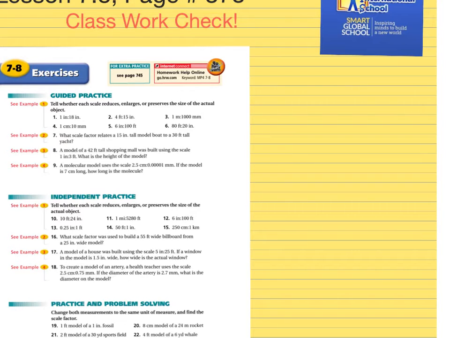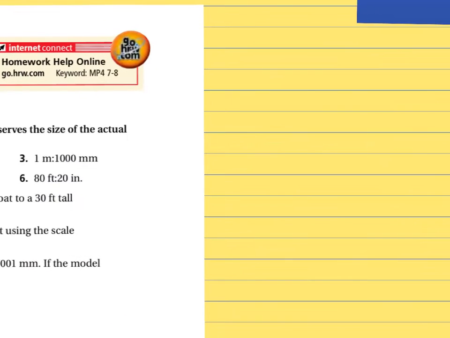First of all, we will write a ratio. In this case it is 15 inches of the model, and the real object is 30 feet. To find the scale factor is basically to reduce this fraction to the lowest term, but we cannot reduce that right now because we have inches and feet. So obviously we need to change that into the same unit.